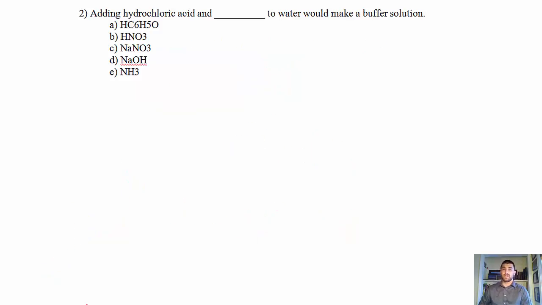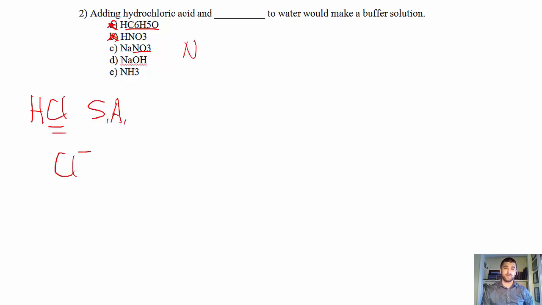If we take a look at number 2, it says adding hydrochloric acid and blank to water will make a buffered solution. So we know that HCl is a strong acid. That's not going to help us a whole lot unless that chloride ion is what's important. So we got a strong acid. Will adding another acid to it help? No. Maybe NaNO3, but nope. NO3 is the conjugate of another strong acid, so it's not going to be able to take up H+, right?